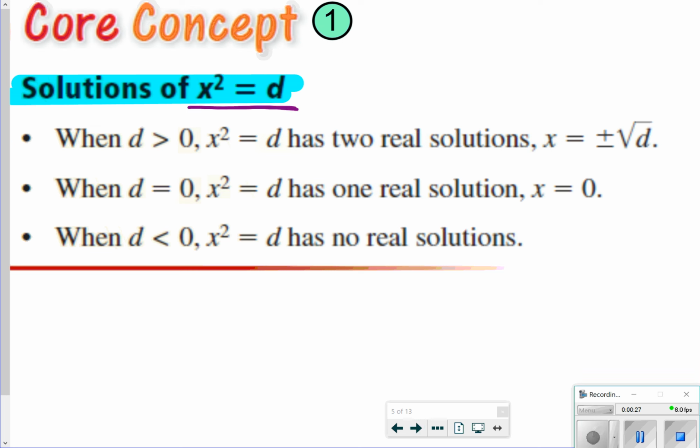As we're looking at this, if d is greater than 0, then x has two real solutions. We have the positive square root of d or the negative square root of d. If d is equal to 0, x will have one solution, that's just equal to 0. And if d is less than 0, like a negative, then there are no real solutions. Let's go ahead and take time now to pause the video here so you can write down number 1. And then once you're done, click play to go on and see how it's done.